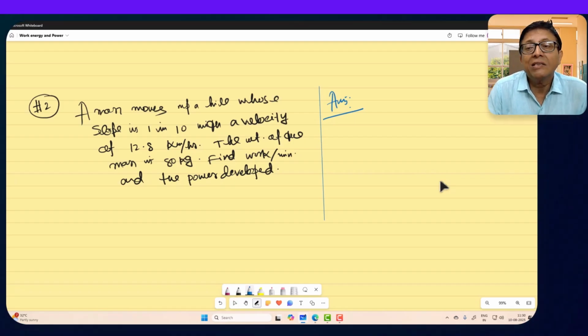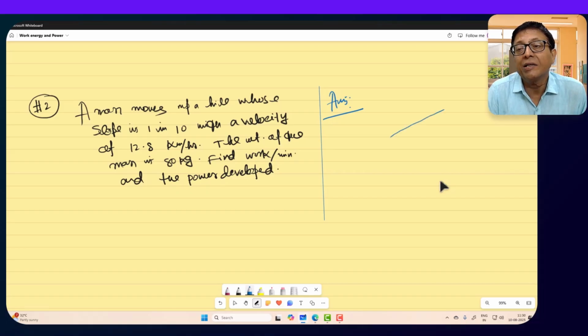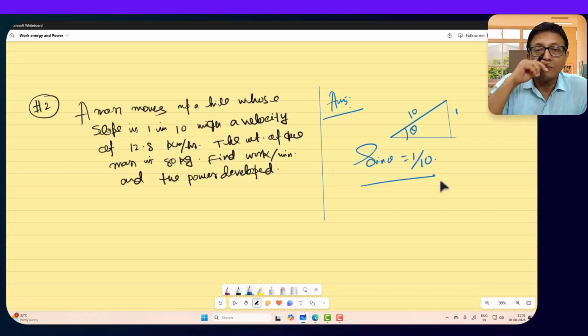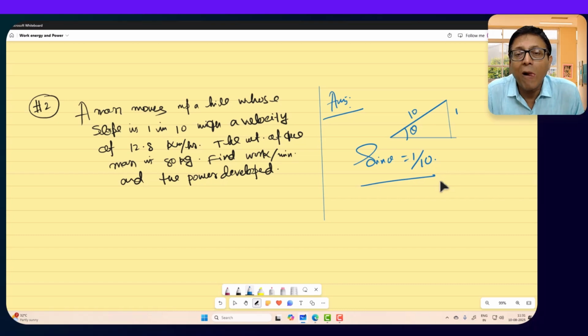I have to make this thing clear. What is 1 in 10? 1 in 10 means the vertical height is 1 and the length of the incline is 10, something like that. So you can easily write sin theta equal to 1 by 10, whenever it is given in this manner.